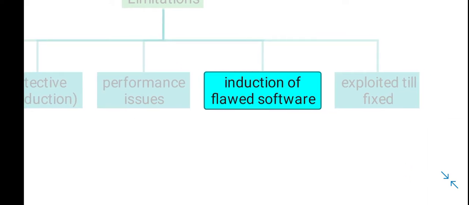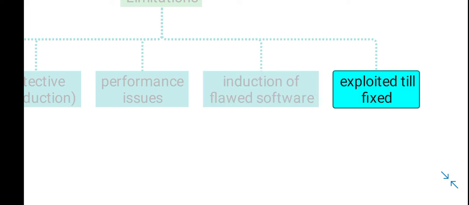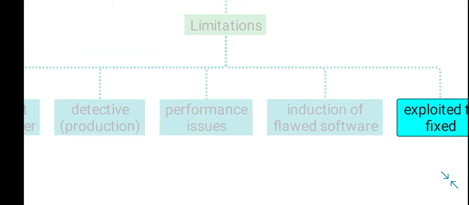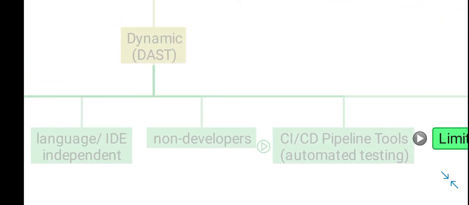So overall, you induct a flawed software in the production environment and then you are performing this dynamic application security testing. So these flaws could be exploited till they are detected and fixed by the developers. So these are certain limitations of dynamic application security testing.